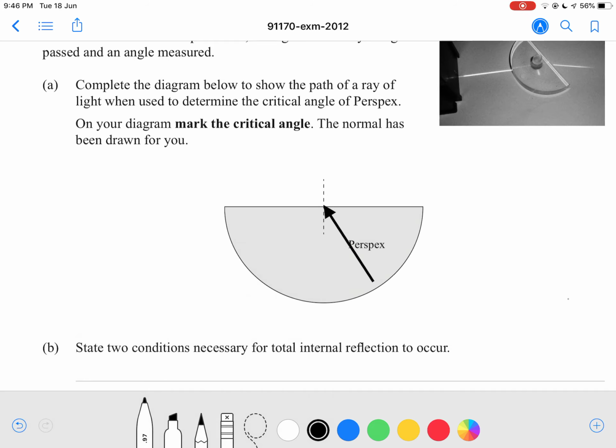We have our critical angle here, we'll just name it theta. In a normal situation, the rays will bend away from the normal, so it'll look something like this. But as we increase theta, the ray will bend more. Eventually it's going to get to exactly 90 degrees to the normal, and that's what we call our critical angle. So this is all you need: you're getting the perspex, and then you're drawing 90 degrees to the normal.